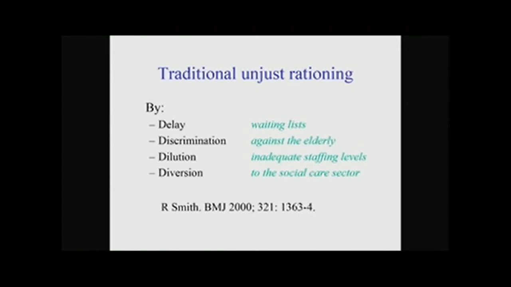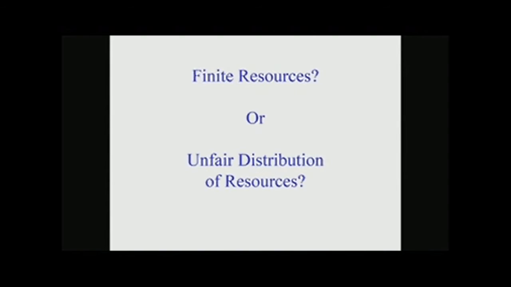There are some other ways that this is done, all of which I suggest are well known to allied health practitioners because they bear some of the brunt of them, and none of them are particularly rational. This is from Smith in his editorial in the British Medical Journal. Traditional unjust rationing can occur by delay, such as by putting people on waiting lists, long waiting lists, by discrimination, particularly against the elderly, by dilution, in other words, for example, inadequate staffing levels, or by diversion. In other words, this isn't a health problem, this person with this problem can move to the social care sector or somewhere else.